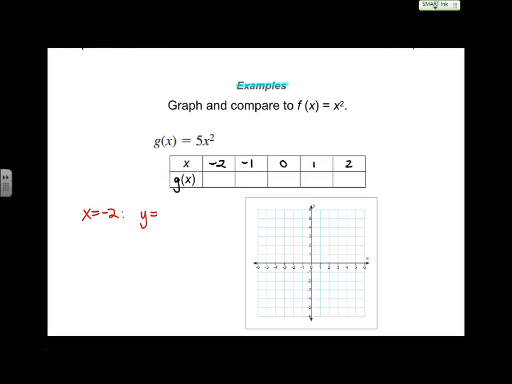Why am I writing y when the beginning wrote g of x? Yeah. Good. f of x, g of x, h of x are a special notation for y, right?